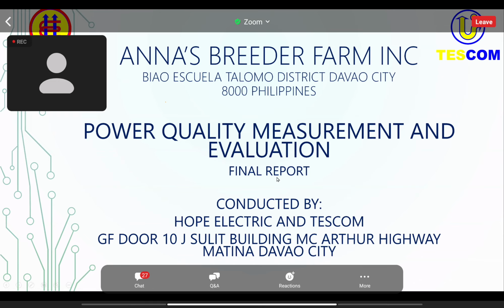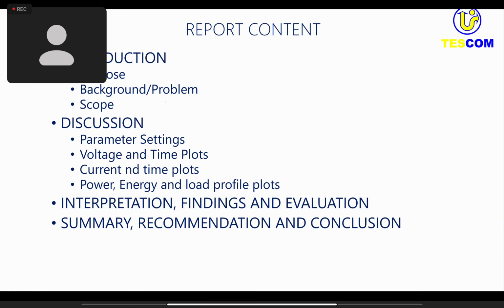Okay, so introduction, for example, dito sa report na content, this is just a suggestion. You can have your own, and then you can develop your own method. Also, the information that we need to record, to trend, para magamit mo in assessing. You can have your own, depende sa instrument na gamit. So here we have the purpose, the background, the scope, the discussion, parameters, settings, ginawa natin, the voltage and time plots, current and time plots, power, energy, and load profile plots. Then we have the interpretation, findings, and evaluation. Then we have the summary, recommendation, and conclusion doon sa ating ginawang report for power quality analysis.